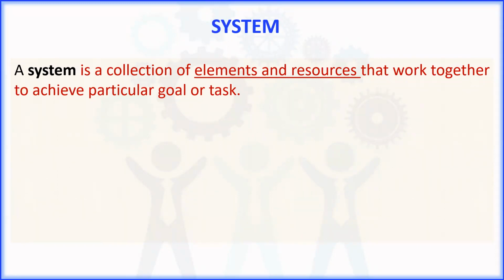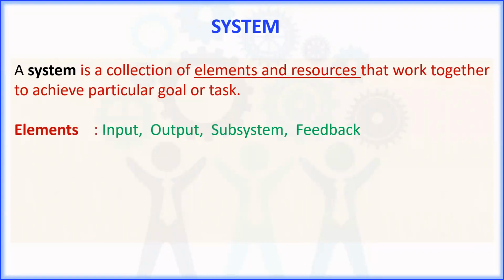Again, system is a collection of resources. That resources are used to achieve a specific goal. Here, these are the system elements: input, output, subsystem, and feedback. In simply, you know what is input, output. In a computer system also having input, output, then subsystem and feedback. These may be new terms, subsystems and feedback. Then we'll understand what these elements are.